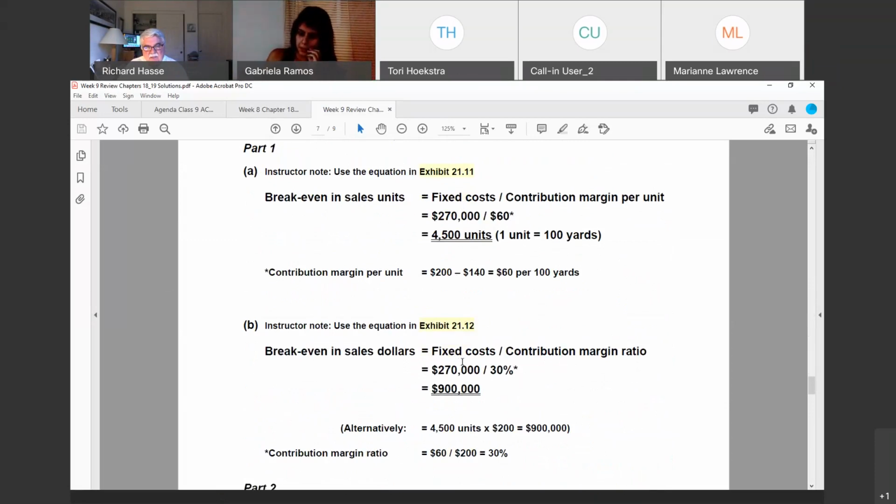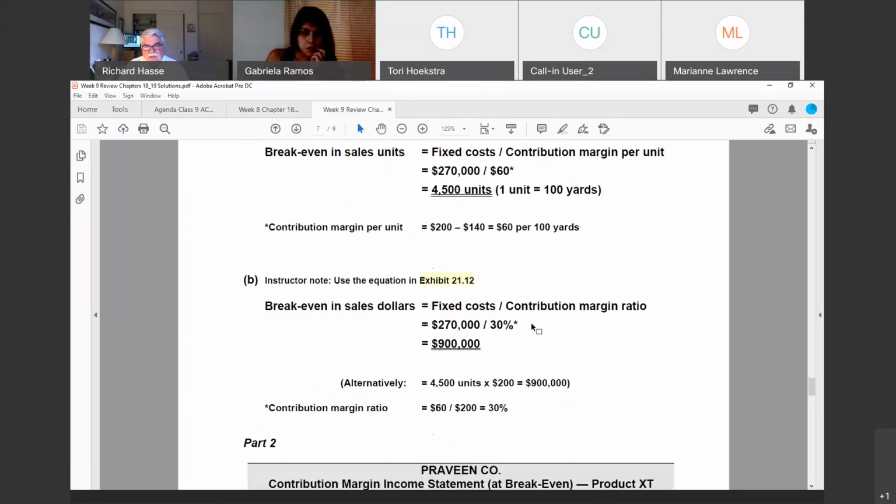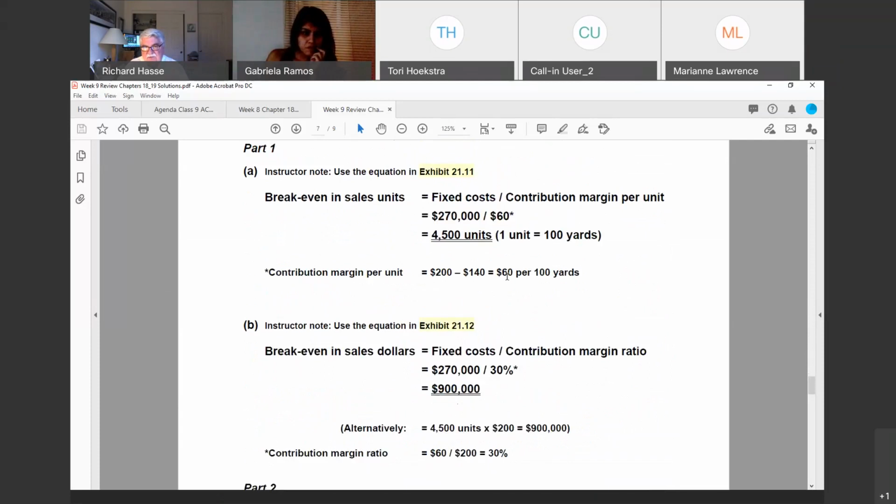And Gabriella gave us the information that the relationship of the $60 contribution margin to the selling price is 30%. That's called the contribution margin ratio. We divide $270,000, our fixed cost, by 30%, and we get our break-even point in dollars by using the contribution margin. Okay.